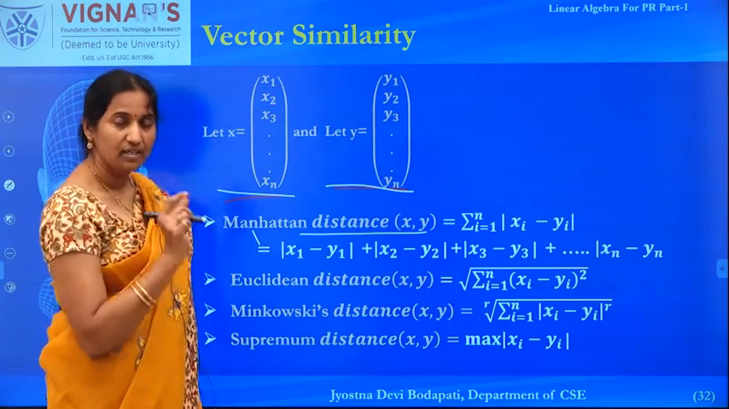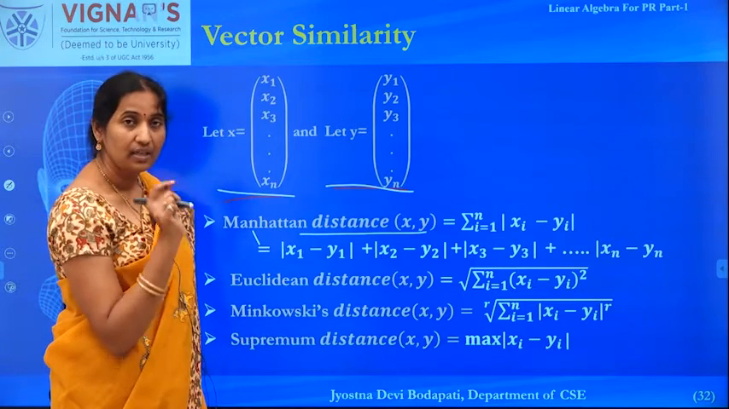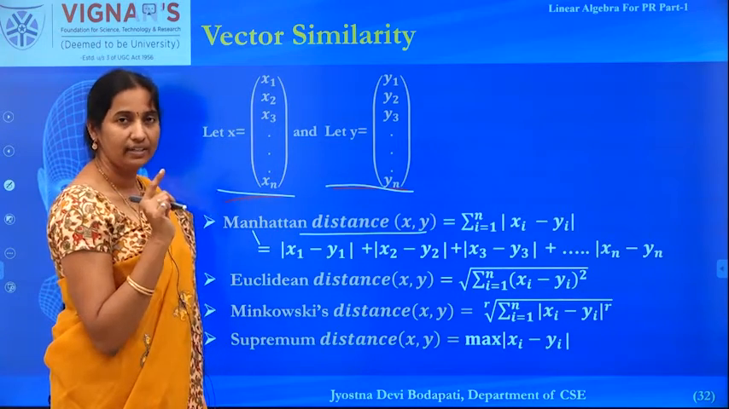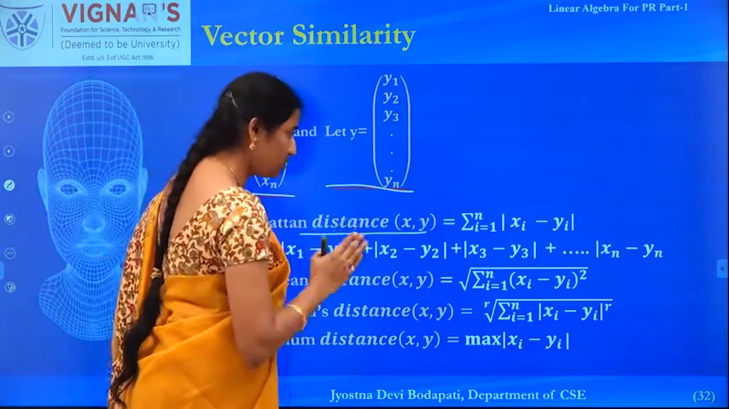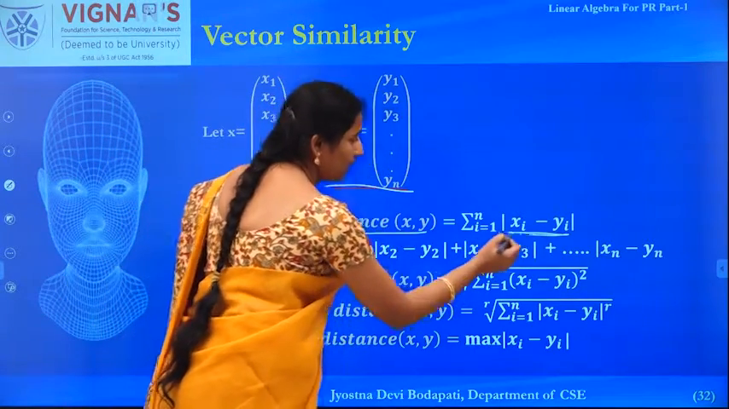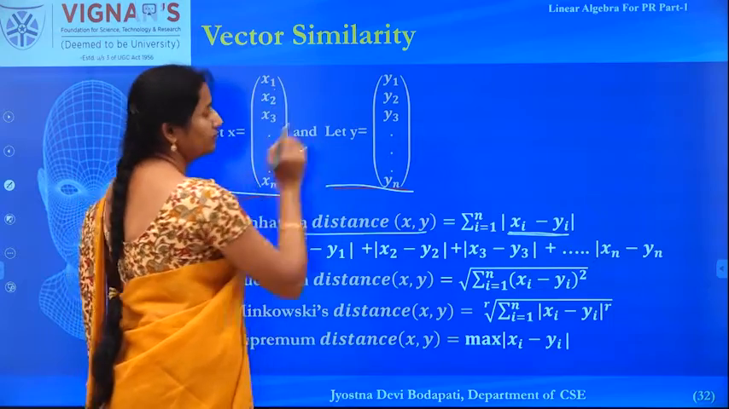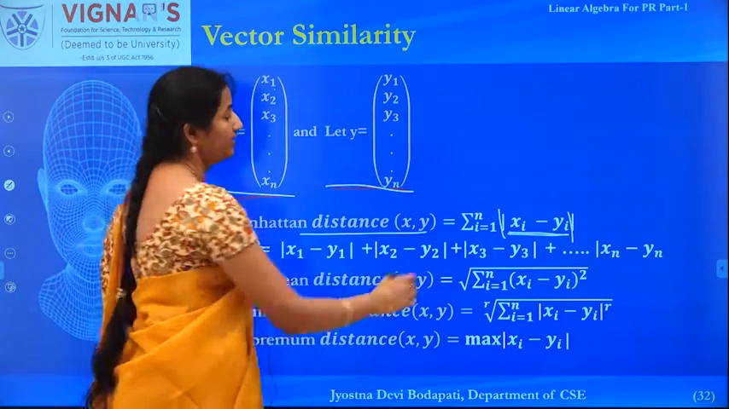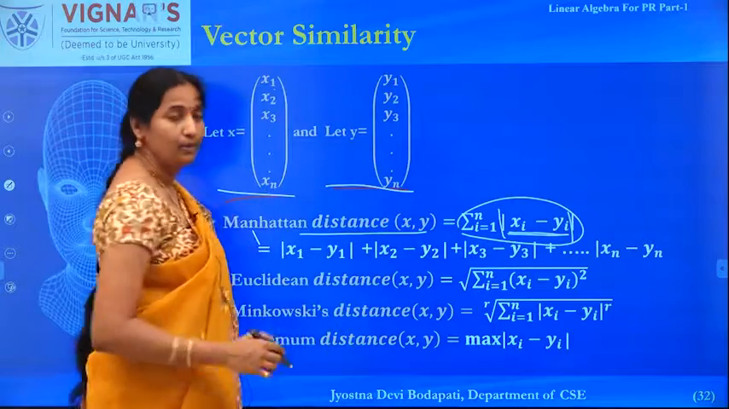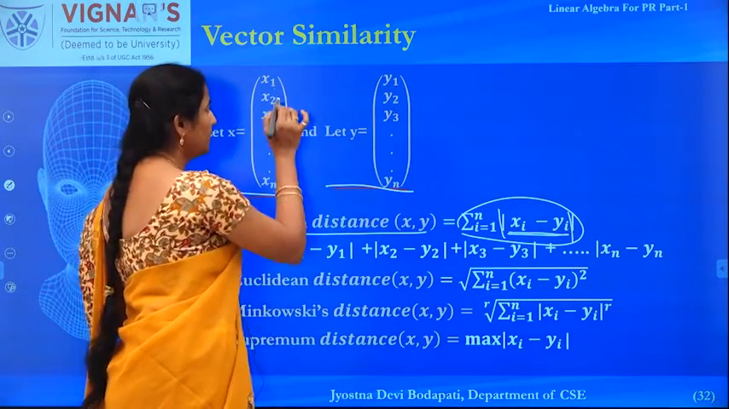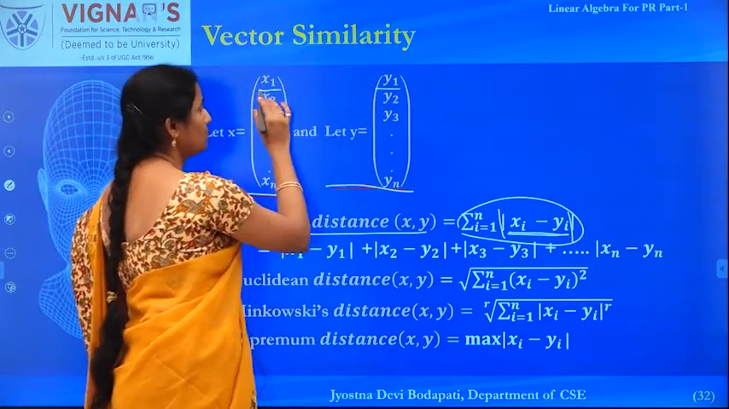But in this case, we are considering two vectors. In case of the L1 norm, because it's a norm, only one vector is involved. That's how you can associate that. Here you just take the difference between the corresponding elements of the two vectors, then take their absolute values and just sum them up. That gives me the Manhattan distance. So what you need to do is take the corresponding elements x1 and y1.